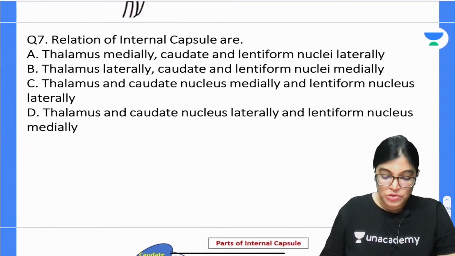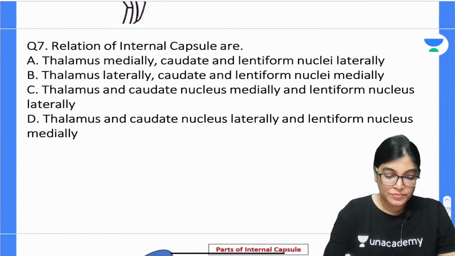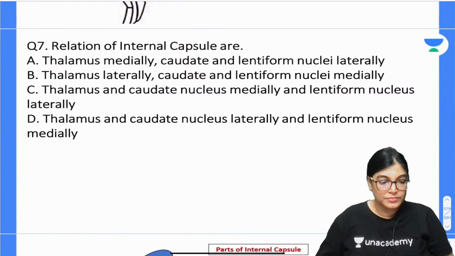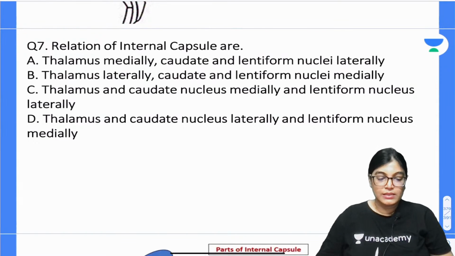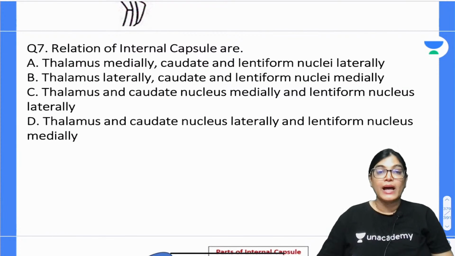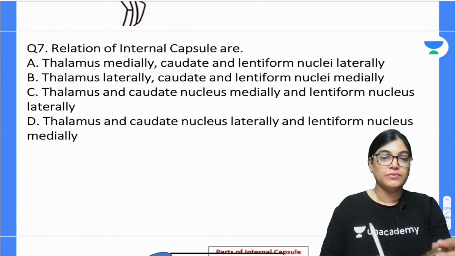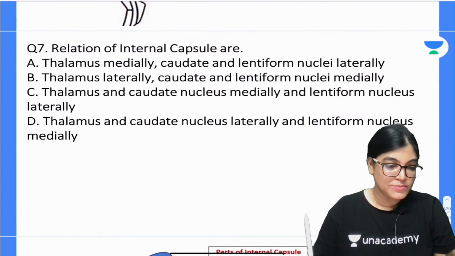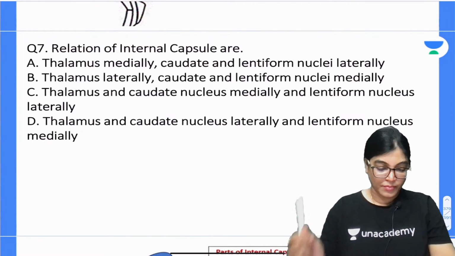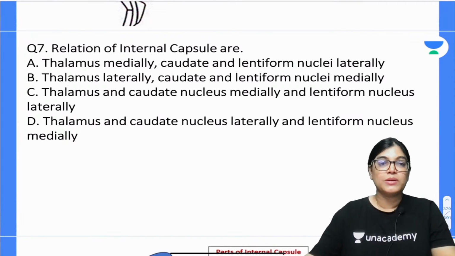Now coming to question number 7, relations of internal capsule. Thalamus is lying medially, caudate and lentiform nucleus laterally; thalamus laterally, caudate and lentiform nucleus medially; thalamus and caudate nucleus medially and lentiform nucleus laterally. So, please read all the 4 options and give me the right answer, which is the best answer, dear. So, yes, I am just seeing your messages. So, question number 7, write the answer. Which is the best answer for question number 7?